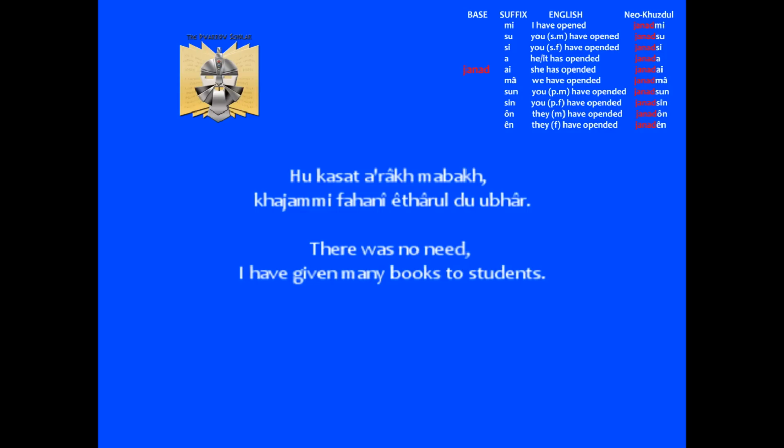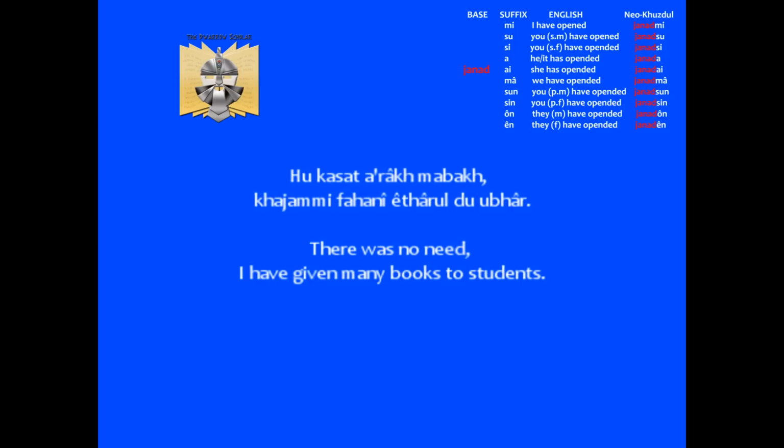Hu kasat a'arak babak. Kajammi fahani etaru dupar. There was no need. I have given many books to students. If we were to translate the first part of this line literally, we would get it was need no. Hu is the word used for it or he. Now, I mentioned earlier that Khuzdul does in effect not have the verb to be when used in perfect form. For instance, we are dwarves would simply be ma kazad, we dwarves. But what if you wanted to talk about something that was? In that case, we would use the irregular verb kasat, which in fact is a variation of the verb to exist. Almost like saying there existed no need.